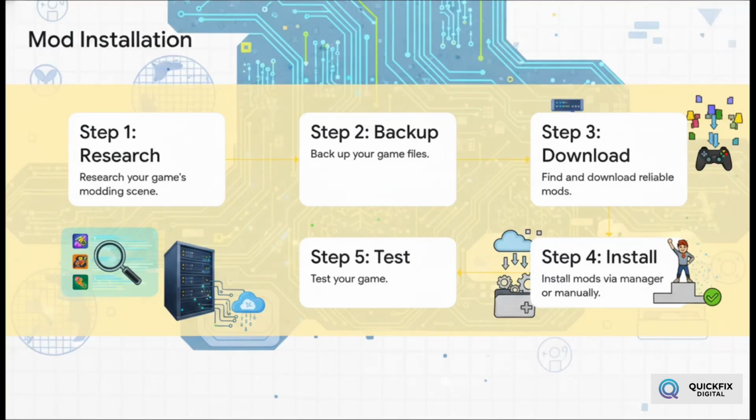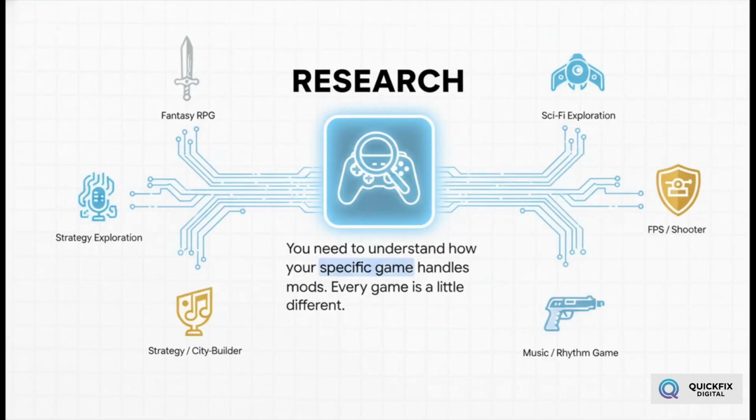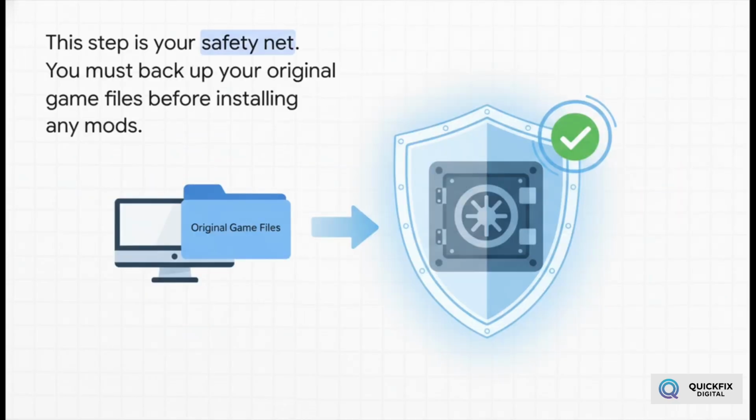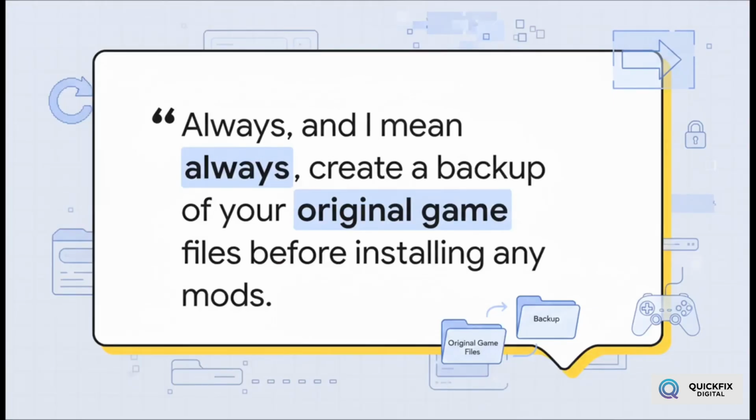The whole process is research, backup, download, install, and then test. Let's break it down. First up, you have to research your game's modding scene, because every game is different. Next, and this is super important, you've got to back up your original game files. Think of this as your safety net. It's the undo button if anything goes wrong.